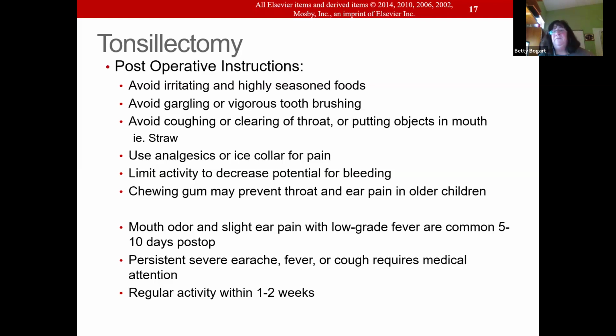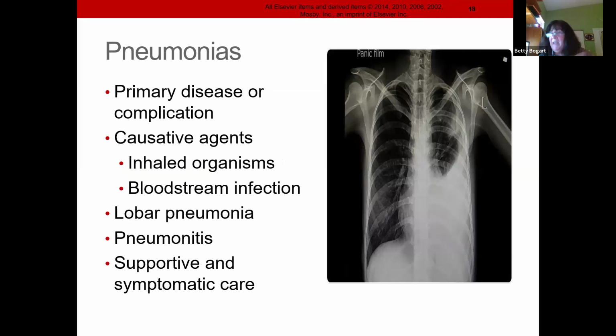If they start with fevers later on, I mean, the first day or two you might. It's just part of the body's response. But 5 to 7 days post-op, they shouldn't. So if they have a fever and that mouth smells, something's going on. They usually are back to regular activity a week or two after their post-op check.